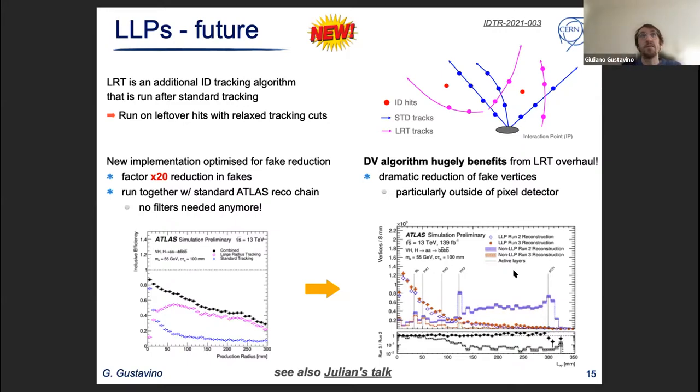a factor of 20. So from now, these algorithms can be run together with the standard ATLAS reconstruction chain, which is going to benefit hugely the displaced vertex algorithm and dramatically reduce the fakes, as you can see on the right side, in the plots.